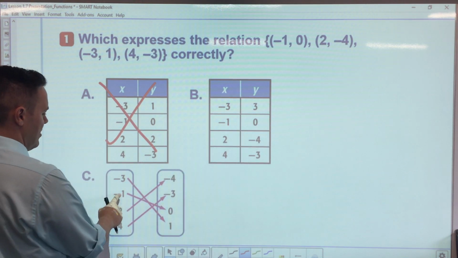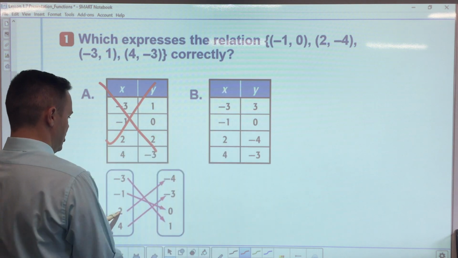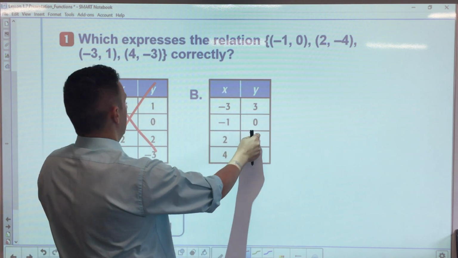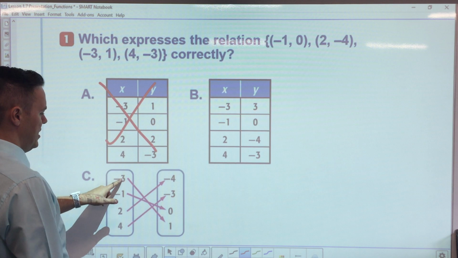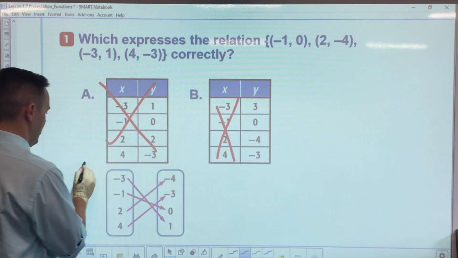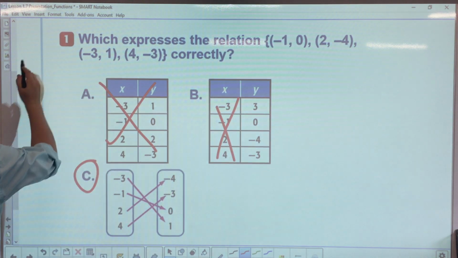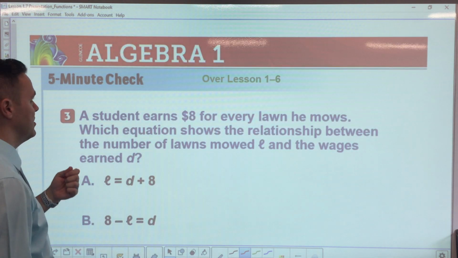So let's begin again. -1, 0. That points to there. We already know that one is. The next one is 2, -4. That's on point. -3, 1. -3, 1. -3, 3. That is not it. The only answer can be C. Process of elimination. Okay. Make sure you do that in every assessment going forward.